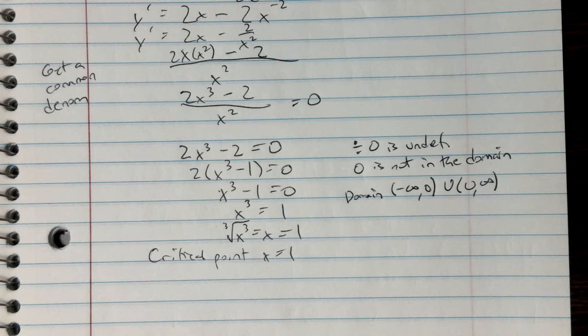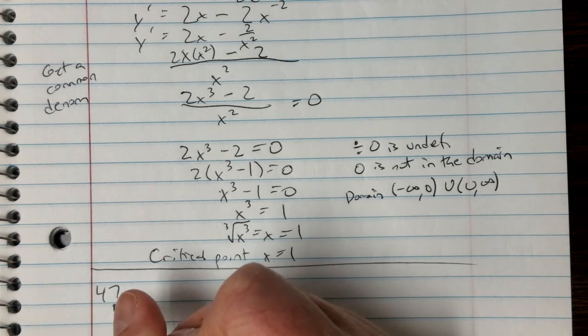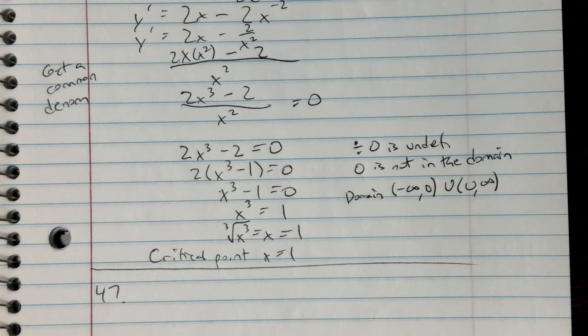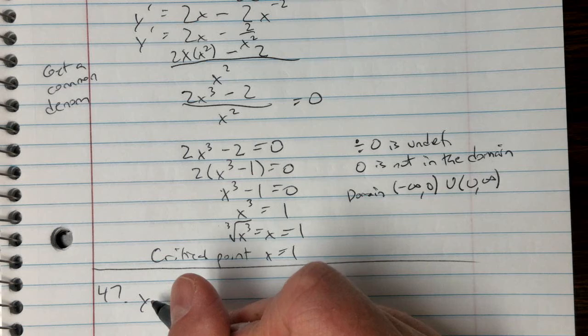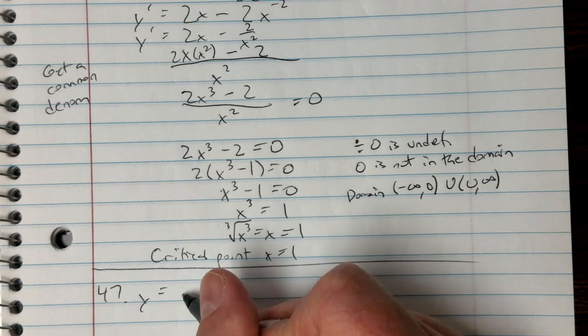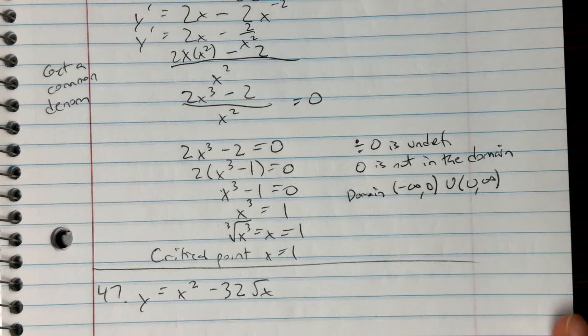We've done several of those, and so now, let's see. Okay. The next one is 47, which has y equal x squared minus 32 square root of x.